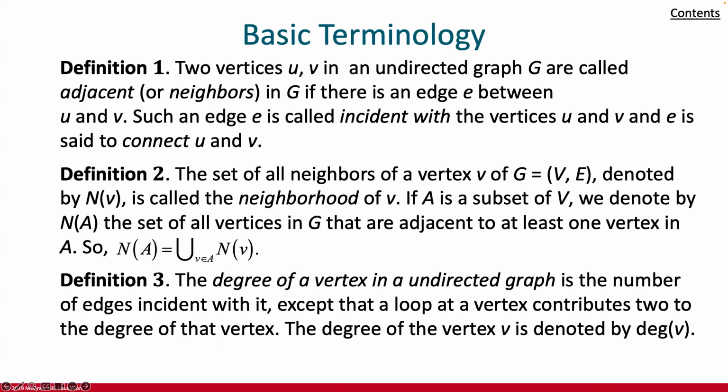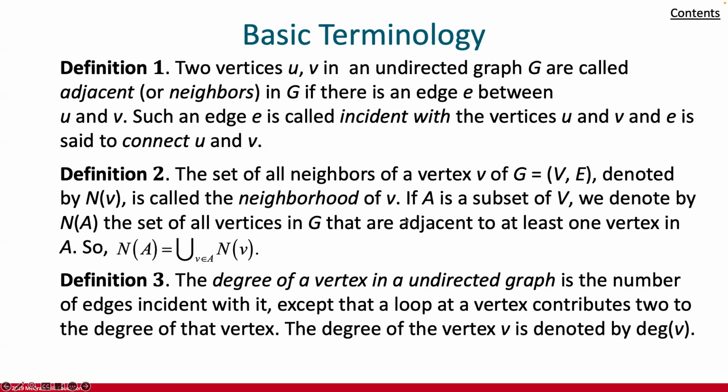So here are several definitions. I'll just briefly talk about this. Two vertices U and V in an undirected graph G are called adjacent if there is an edge E between U and V. Such an edge E is called incident with the vertices U and V, and E is said to connect U and V.